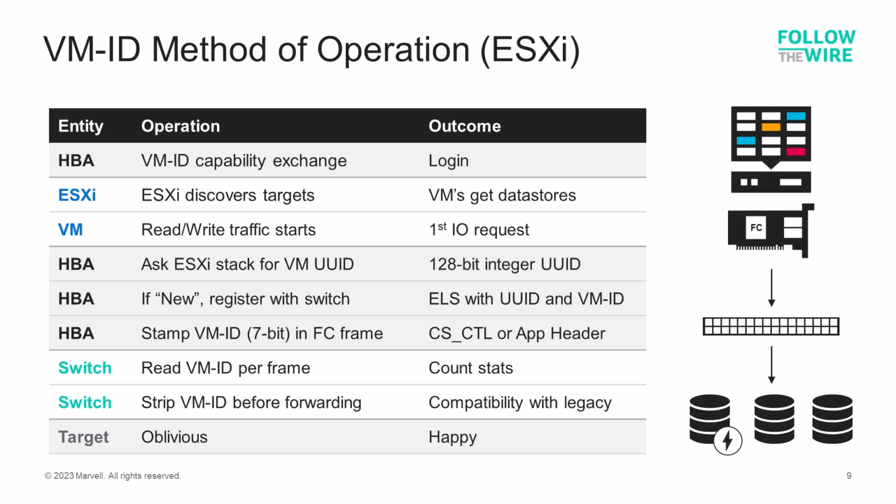If this is a new UUID, the HBA registers the information with the Fibre Channel switch using Extended Link Services, or ELS. Then the HBA adds the VMID information into the Fibre Channel frame associated with that read-write command. The switch receives the command, reads the ID, and updates the internal stats. With tagless, the switch removes the VMID information and then sends the I/O request to the storage device. The storage device has no idea that any VMID association has occurred.